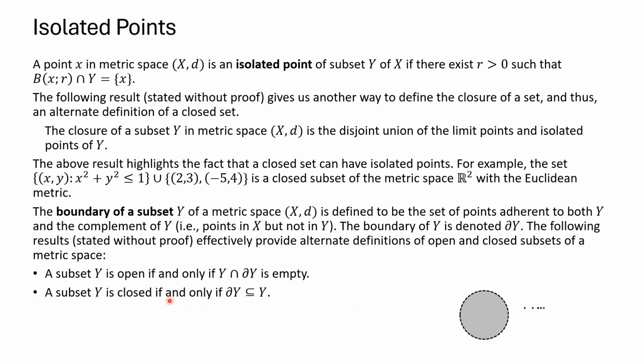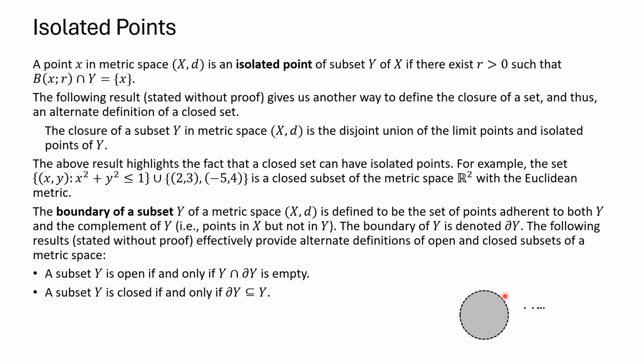A subset Y is closed if and only if its boundary is included in Y. So we see here this set is not closed because the boundary points here, again ignoring these points for a second, are not in Y. Now if we made this line solid and basically said that we're including the interior and the boundary here, then the boundary would be in Y, and we would conclude that this is a closed set.